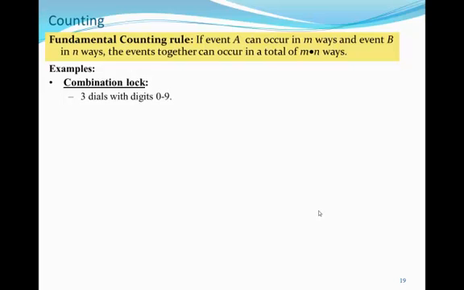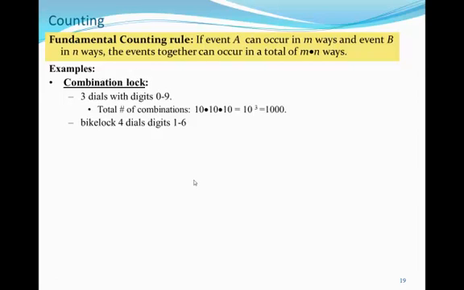Let's look at a combination lock example, right? The combination lock has 3 dials with digits from 9 to 0. So between digits 9 and 0, there are 10 numbers. Let me show you a quick formula to compute this: 9 minus 0, adding 1. Remember, always add 1. 9 minus 0 plus 1 equals 10. So the total number of digits from 0 to 9 is 10. So the total number of combinations will be 10 times 10 times 10, which is 10 raised to the 3rd power, which is 1,000.